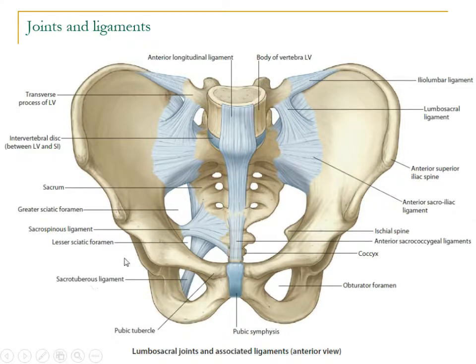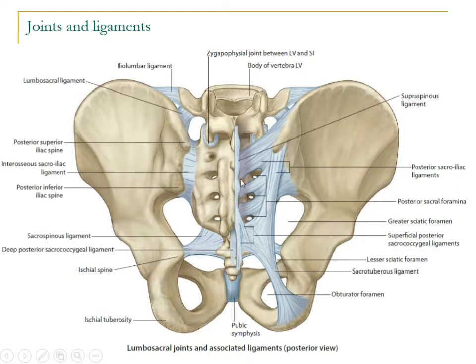And when we visualize the same thing from the posterior side, we can see this is the iliolumbar ligament, this is the lumbosacral ligament, and running over the spinous processes of the sacral vertebrae is the sacral supraspinous ligament, and over here connecting the coccyx and the sacrum is the posterior sacrococcygeal ligament.